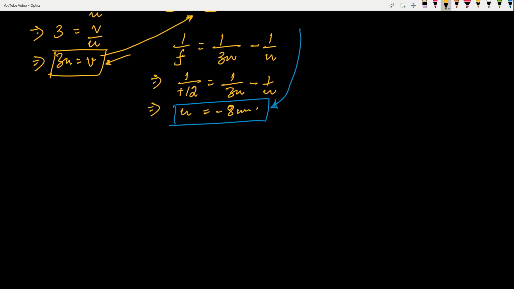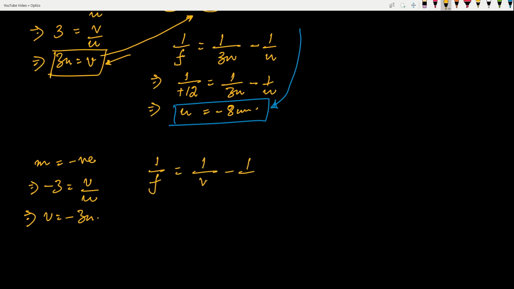Now if the image is real, then magnification is taken to be negative. Therefore, since the magnification is 3 and the image formed is real, we can say minus 3 is equal to v by u this time, isn't it? So v is equal to minus 3u. Now you need to find out the object distance. The only thing you can do is use the lens formula, that is 1 by f is equal to 1 by v minus 1 by u.